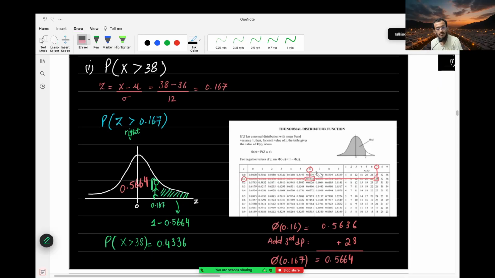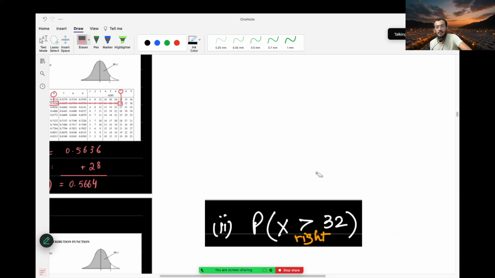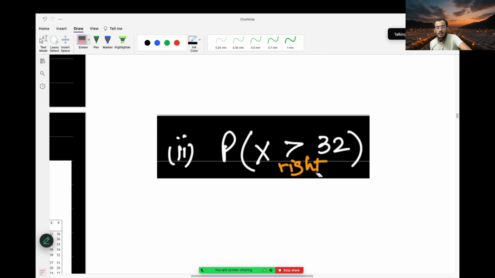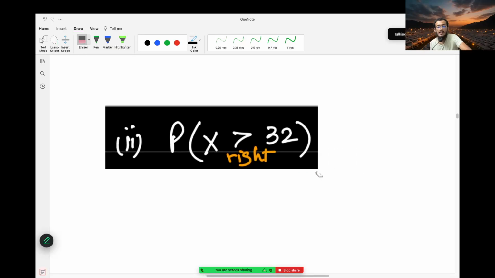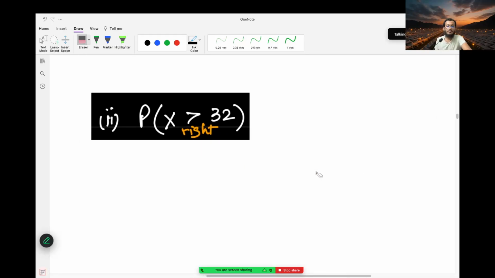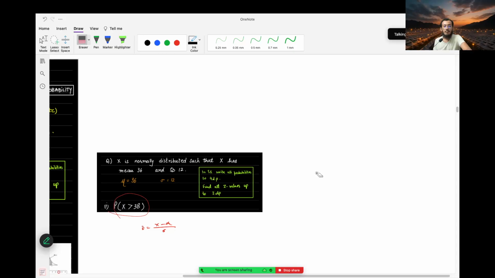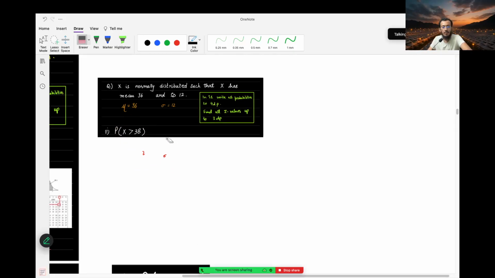Any other questions or confusion? No more questions. In that case, please try and solve this thing. Probability x is greater than 32. And you need the mu. Here is the mu, I'll give you. Do you need the formula as well?